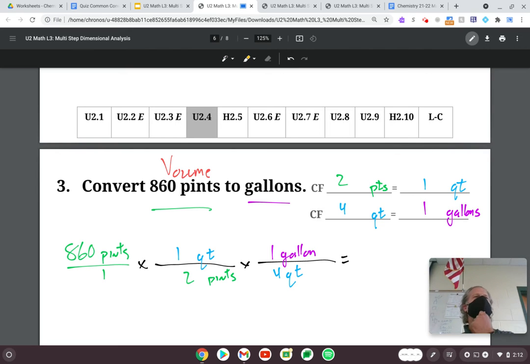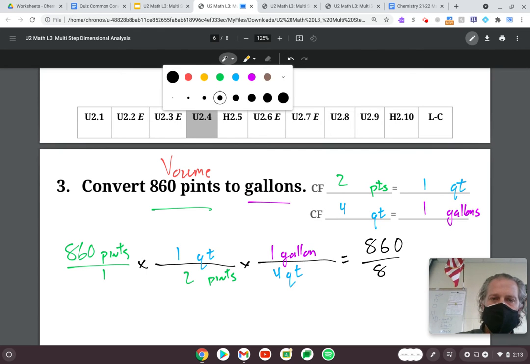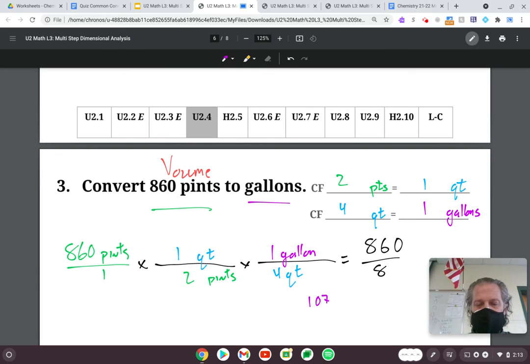So wandering around, I saw a lot of people got to this point here. It looks like they had this figured out. So we have pints on top, pints on bottom, quarts on top, quarts on the bottom, gallons on top. And then when we multiply across, you get 860 over 8, which when we simplify that ends up being like 107.5.